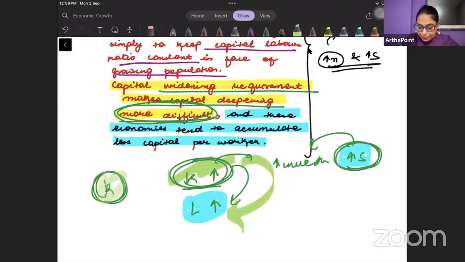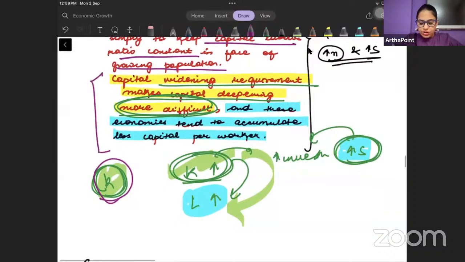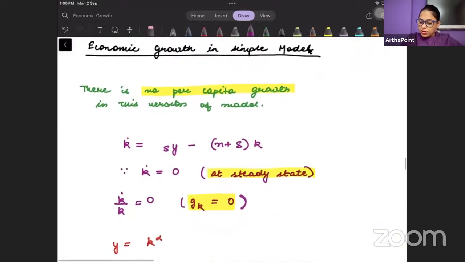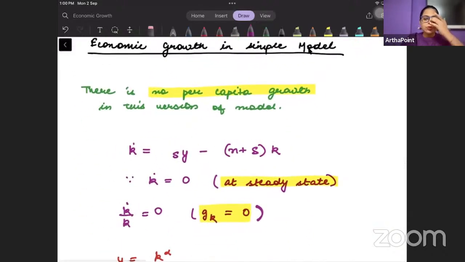But capital deepening becomes very difficult, because population is continuously increasing. So I am not able to increase this small k. And that is stopping the growth in my economy. Okay? So very important, try to understand the difference between deepening and widening. Okay? Now let us go ahead and talk about growth effect versus level effect. Very important.